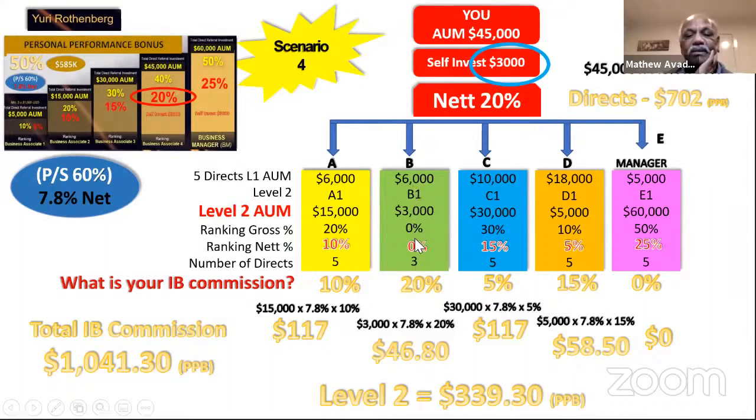Here, because client B has still not done anything, he only got one client with $3,000, he gets 0. And then all of the 20% of the $3,000 comes to you, which is $46. And C, again, they have $30,000 and they still only qualify for 15%. So you get 5% extra because you're on 20%, they're on 15. So 5% of the $30,000, you get $117 extra from client C. And D, because they still only have 5%, you get 15% of the $5,058. You get nothing from E because this person is a business manager and you're not yet a business manager. So now your total income, level 2, you get $339 plus your level 1, 702. So you get $1,041. I think you're beginning to understand the flow, I hope.